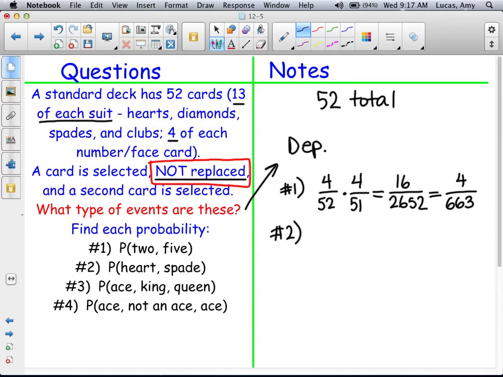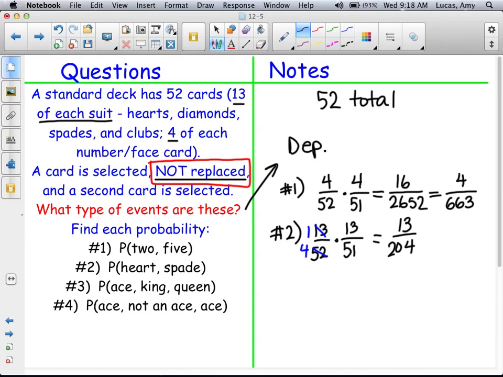Number 2, a heart. Well, there are 13 hearts out of 52 cards in the deck, times a spade. There are 13 spades, and because I kept my first card out, there were only 51 left in the deck. I'm going to reduce this one first, because I know that 13 52nds is 1/4 of the deck. The hearts would be 1/4 of the deck. Now it's a little bit easier to multiply. 13 over 204. 13 204ths.